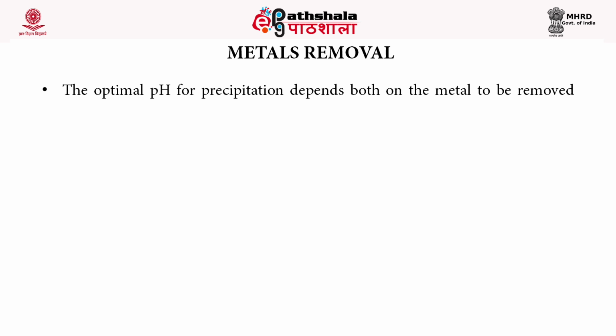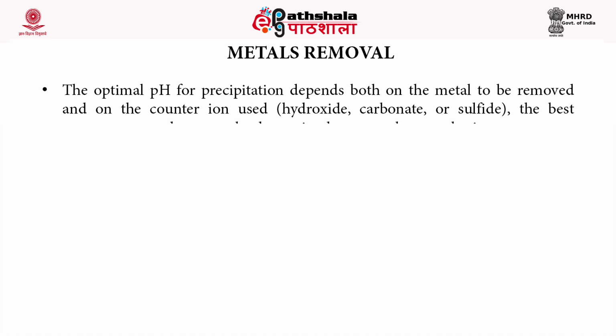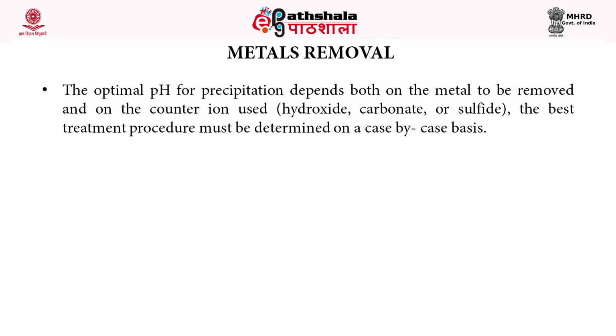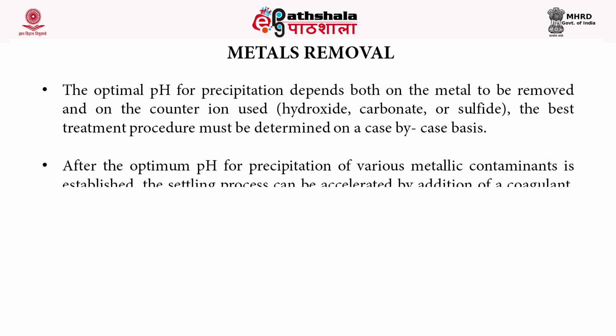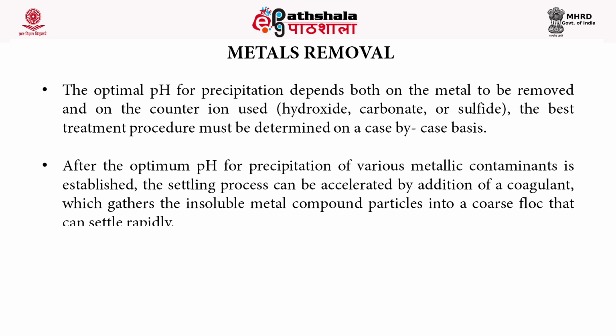Since the optimal pH for precipitation depends both on the metal to be removed and on the counter ions which are used, hydroxide ions, carbonate ions or sulfide ions, the best treatment procedure must be determined on a case-to-case basis. After the optimum pH for precipitation of various metallic contaminants is established, the settling process can be accelerated by the addition of coagulant, which gathers the insoluble metal compound particles into a coarser floc which can settle down rapidly under the influence of gravitational force.